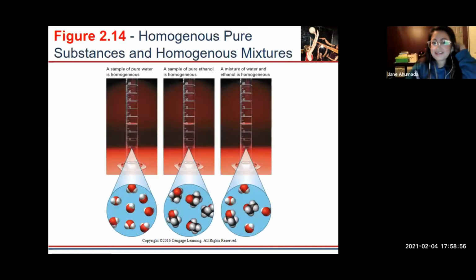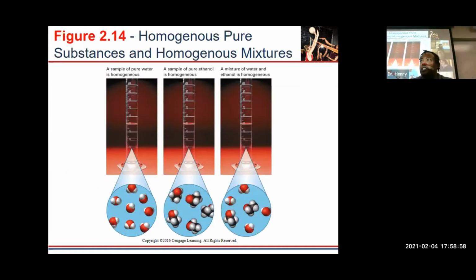Okay, so those are examples of heterogeneous and homogeneous. This is just basically showing you that here, this is again with ethanol, drinking alcohol. So you can't tell the difference between the two by visually looking at them, even though they are different.